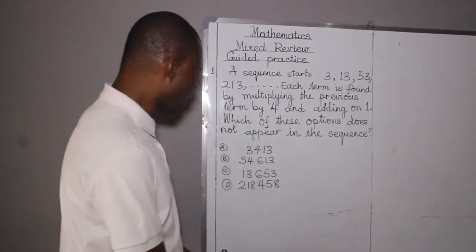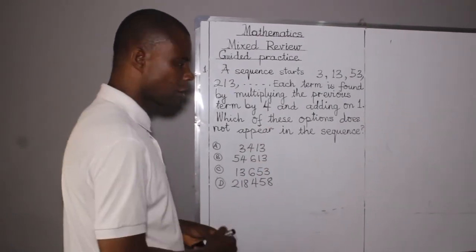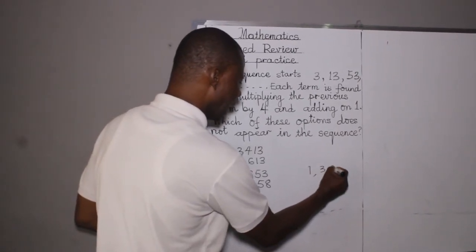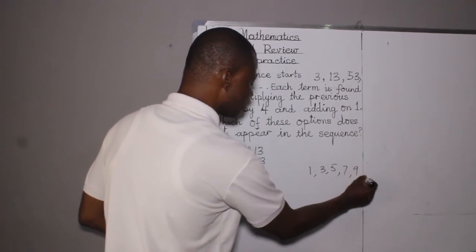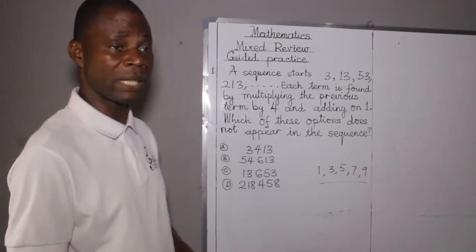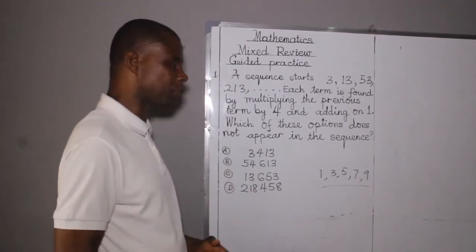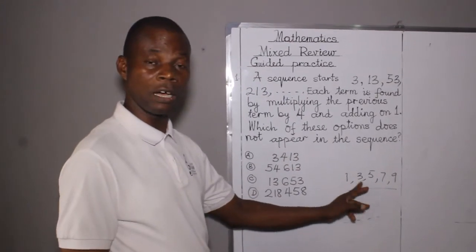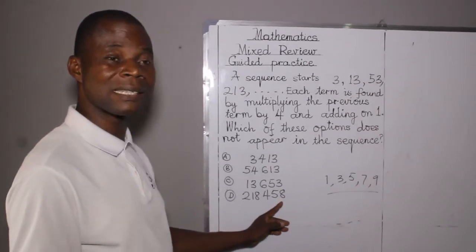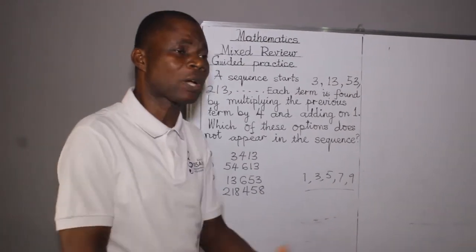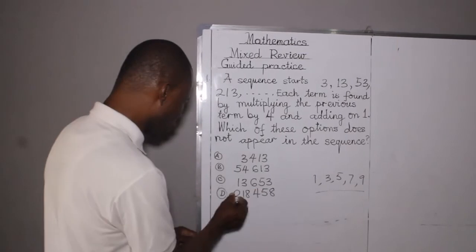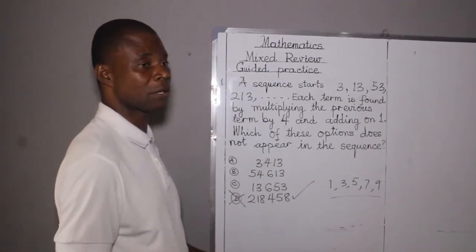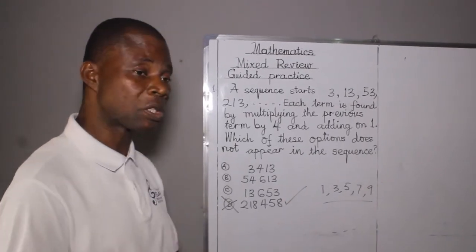218,458. Now looking at the trend of the last digit, odd numbers end with 1, or 3, or 5, or 7, or 9. Once the number ends with any of them, then definitely it is an odd number. Now these are ending with 3, which is part of the odd numbers. But this one is ending with 8. So you don't even need to calculate. You draw your conclusion, your answer. That's all. You're out. You move to the next question.